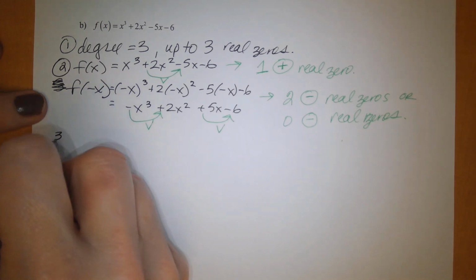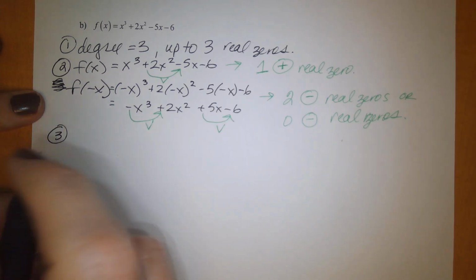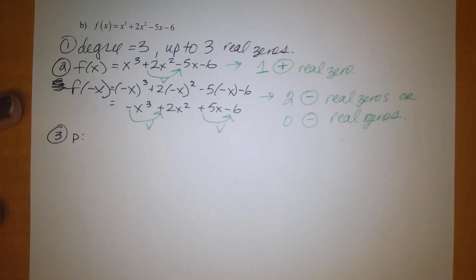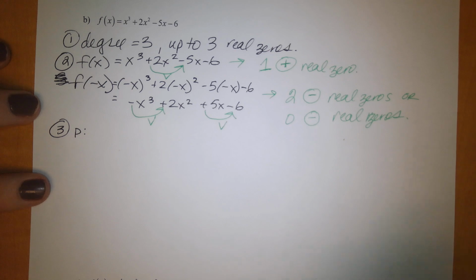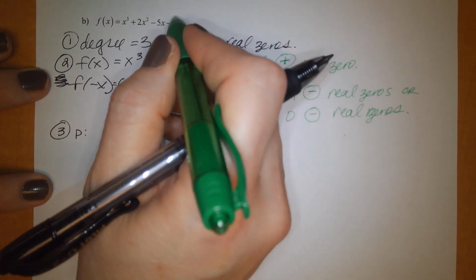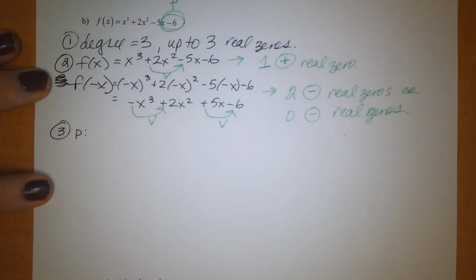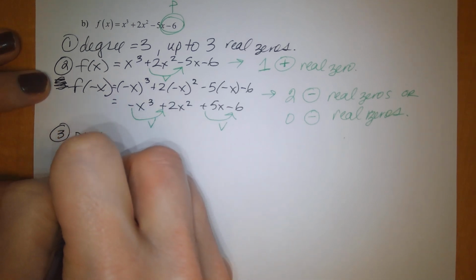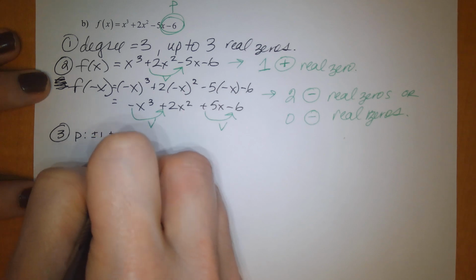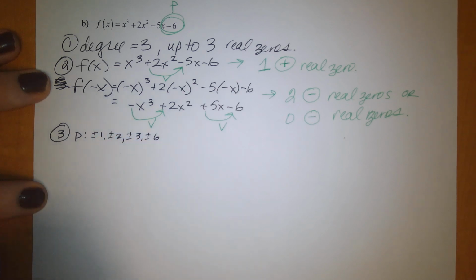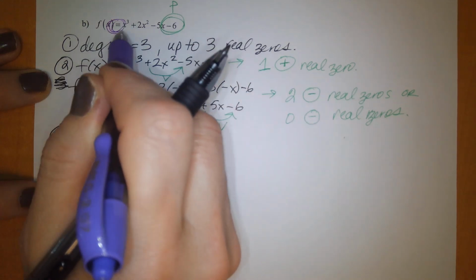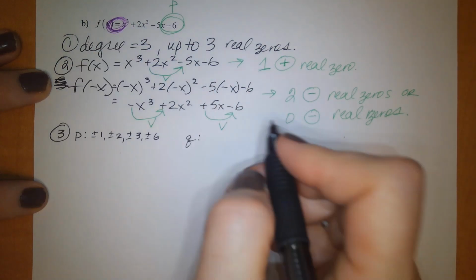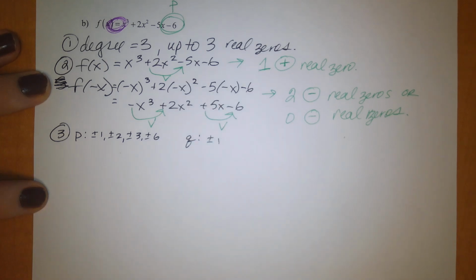All right, now step 3 is to find all potential zeros. So first we find P and Q. To find P, we look at all of the factors of the constant. This is factors of negative 6. Factors of negative 6 are going to be 1, 2, 3, and 6. Factors of Q are going to be factors of the first coefficient, in this case 1. So luckily I only have 1.